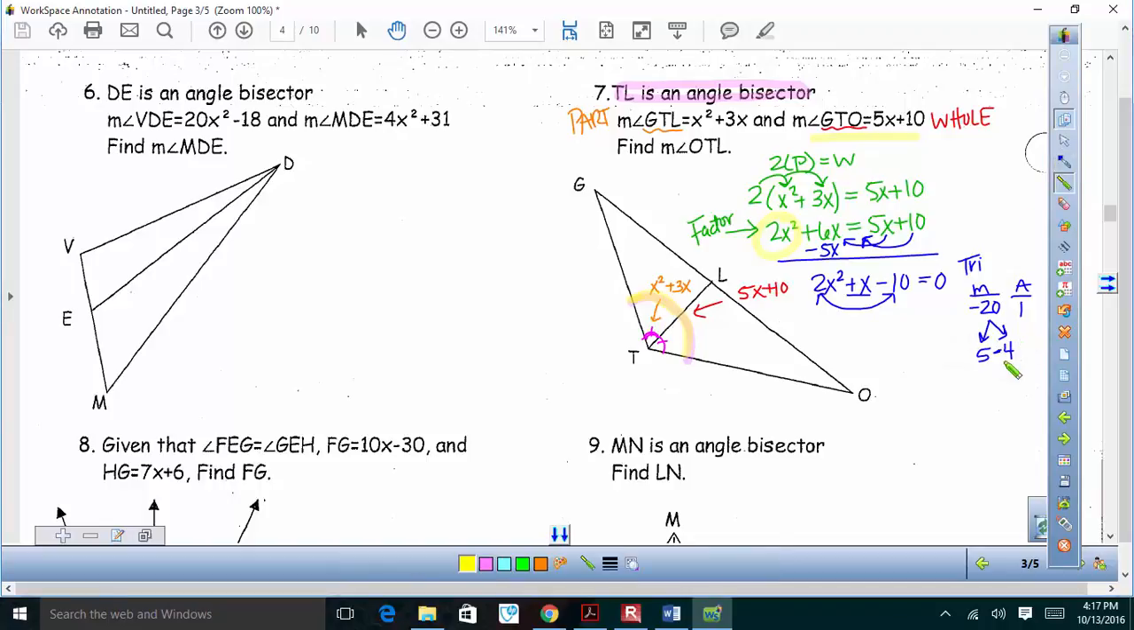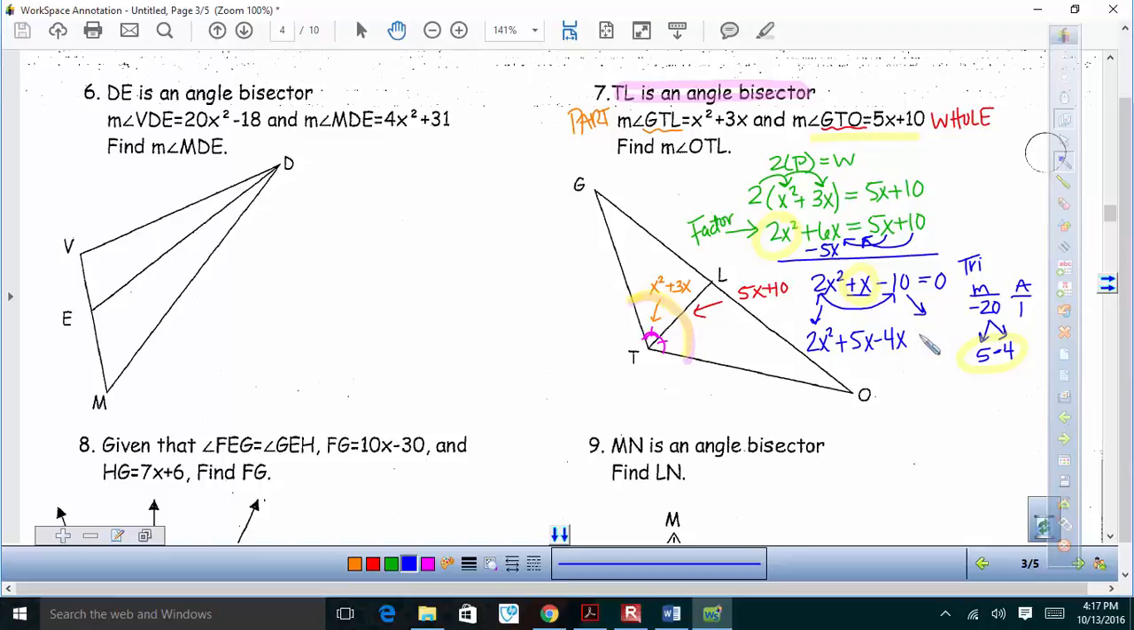Now, normally that's just our answers, but here we have to take this and plug it back in for x. So I'm going to bring down 2x squared, and then instead of writing plus x, I'm going to do plus 5x minus 4x, and then I'm also going to bring down my minus 10. Okay? And if you swap those, if you did minus 4x plus 5x, it will still turn out the same. So from here, we have 1, 2, 3, 4 terms.